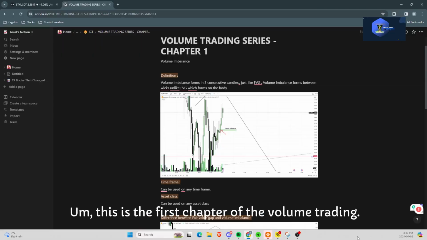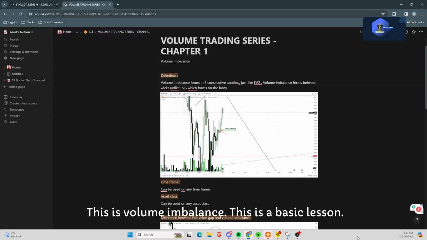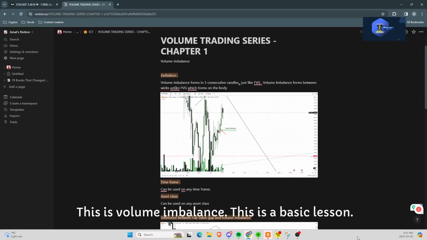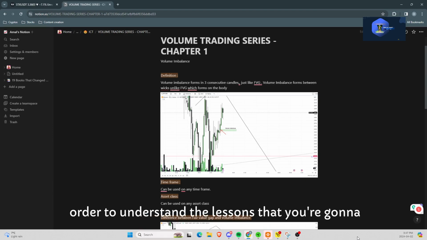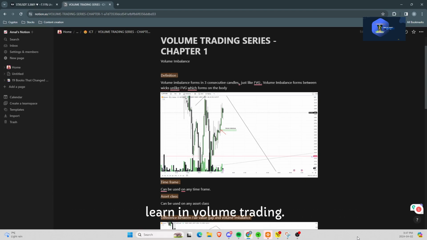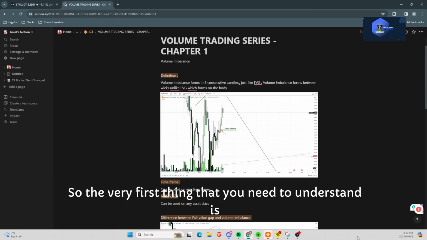This is the first chapter of the volume trading. This is volume imbalance. This is a basic lesson. This is something that you need to understand in order to understand the next lessons that you're going to learn in volume trading. So the very first thing that you need to understand is what is volume imbalance.